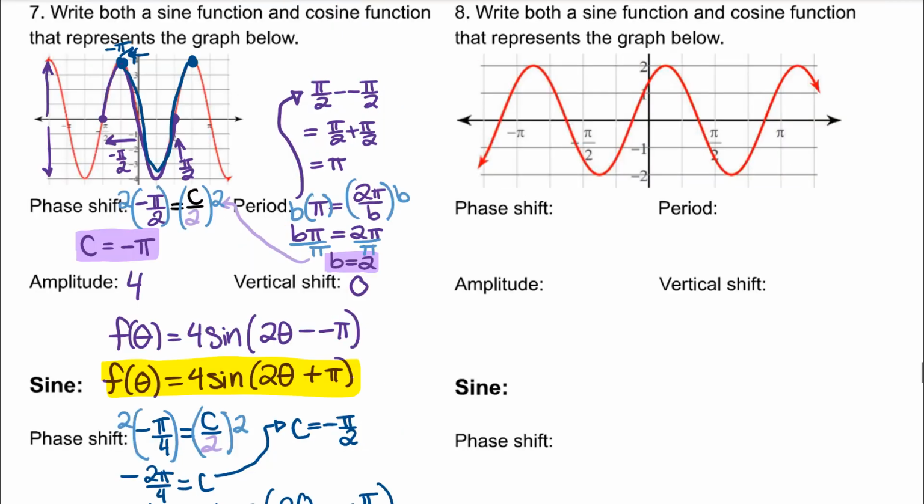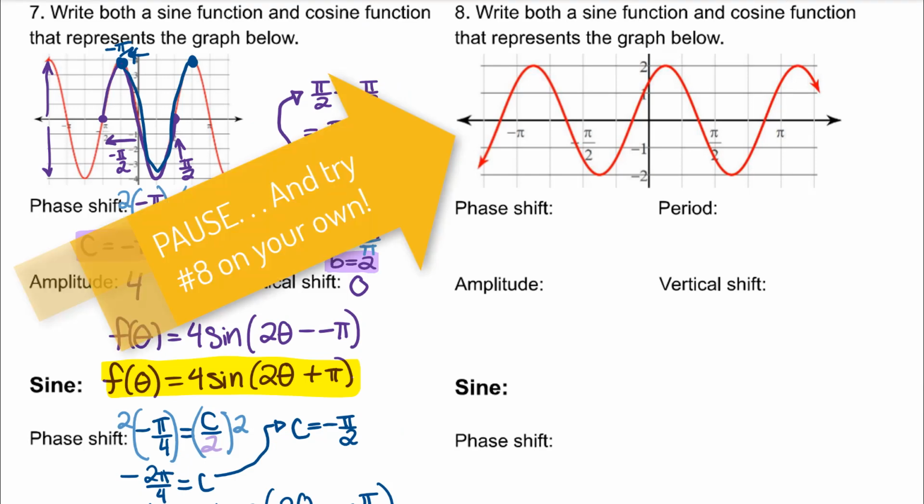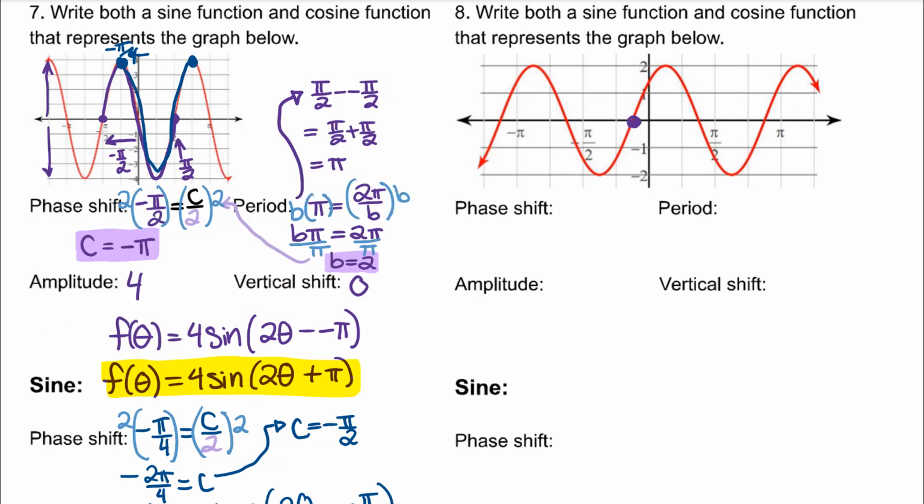Number 8 also has multiple transformations. Try finding both the sine function and cosine function for the graph below, then press play to check. For sine, I used a phase shift of negative pi over 8. I noticed that the period ended at 7 pi over 8. The distance between negative pi over 8 and 7 pi over 8 is 8 pi over 8, which is pi. So the period of this one is pi.